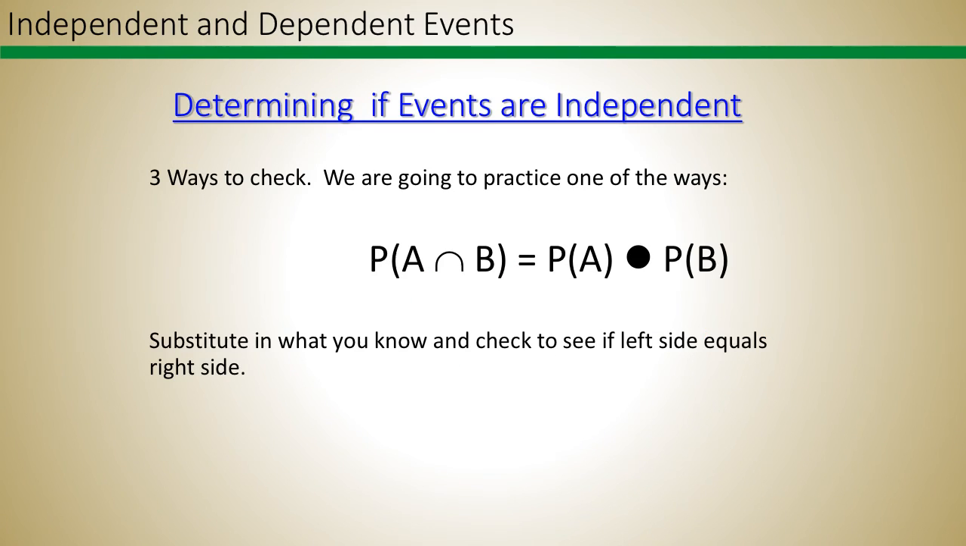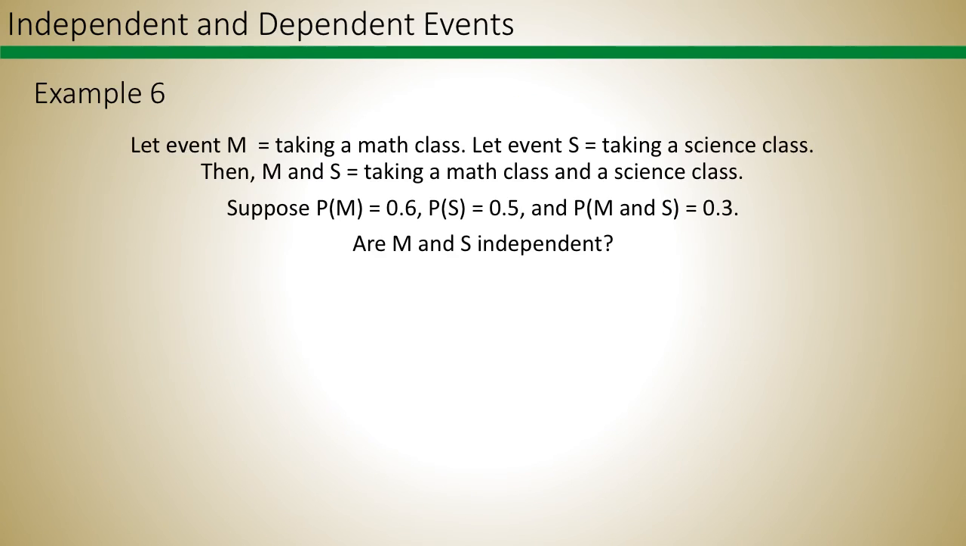Okay, sometimes we're going to determine if events are independent or not, and basically we're going to use the formula that we use for independent probability to figure that out. Okay, so if this formula gives me a true statement, if this is equal to this, then these events are independent. If it's not true, then the events are actually dependent.